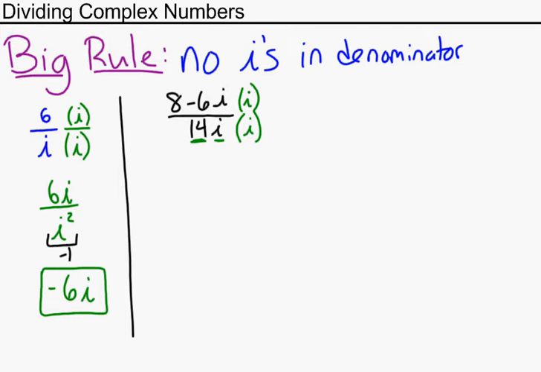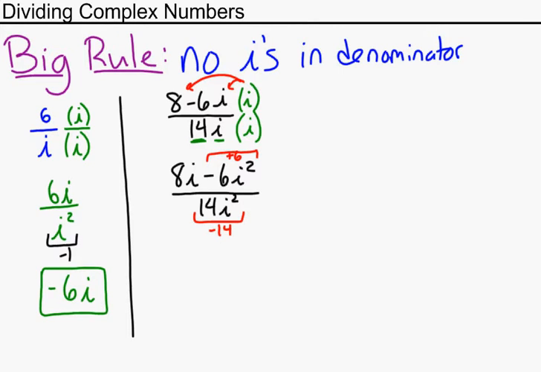In the numerator, this process got a little bit more complicated because now I have to distribute that i to both of those pieces. That gives me 8i minus 6i squared. And I'm getting pretty good at this now, where I can stop and realize that -6i squared is really just +6, because i squared is -1, and then you would multiply. In the denominator, I now have 14i squared, or if I like to think of that quantity as one piece, it's going to be just -14.